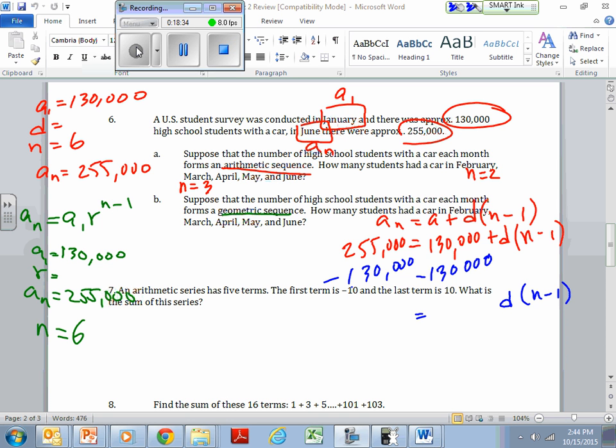Someone, what is it? 125? All right. The next thing, keep putting this n in here, and I keep putting the n in there. The n is supposed to be a 6. Sorry about that.